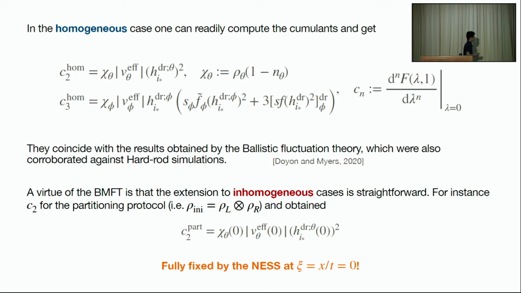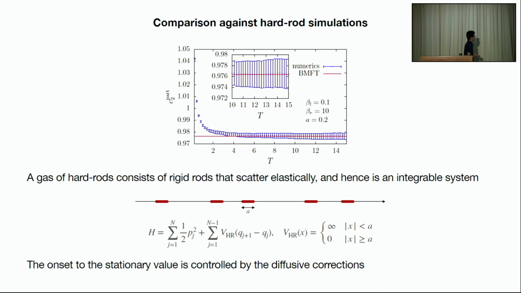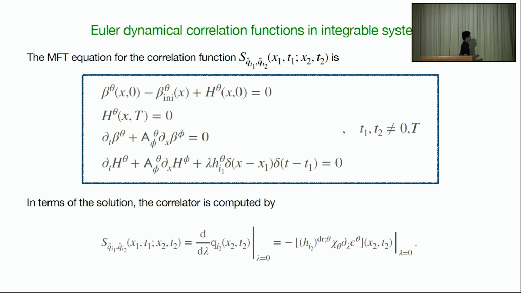The nice point of the BMFT is that one can also easily extend these things to inhomogeneous cases, when the initial condition is not homogeneous anymore. For instance, if you pick a particular initial condition, a step profile initial condition, then you can get the second cumulant in this way, which is somewhat surprising physically, but I don't really have time for that, so I'm going to skip quickly. This is just to show you that it agrees well with the numerics. And this is just a cartoon picture of the hard rod system with the Hamiltonian being like this. All right. But what we really care about here is the dynamical correlation function. So we can proceed as in the current fluctuation.